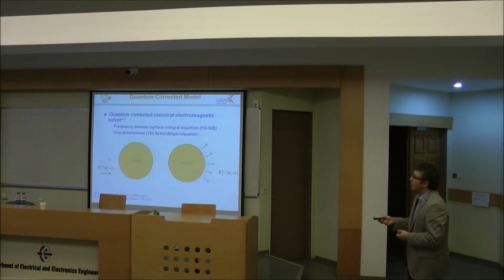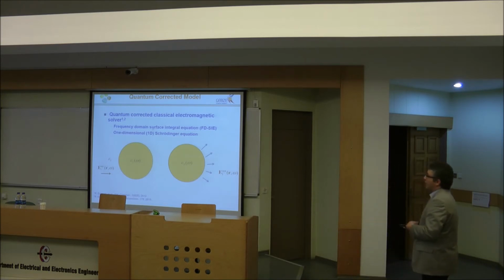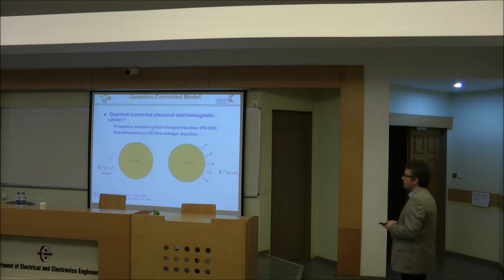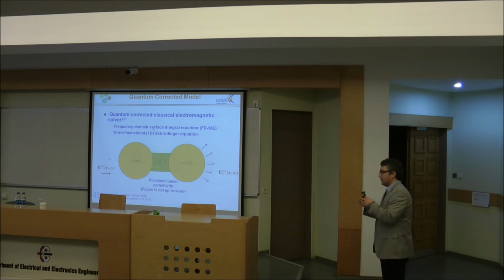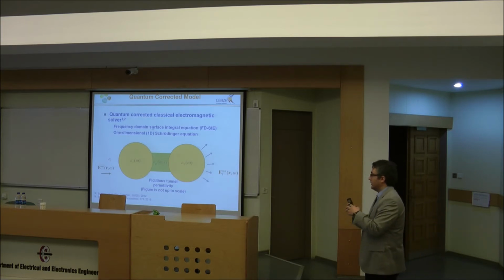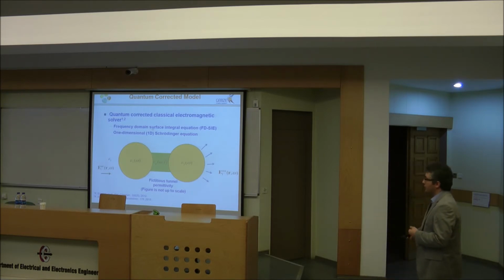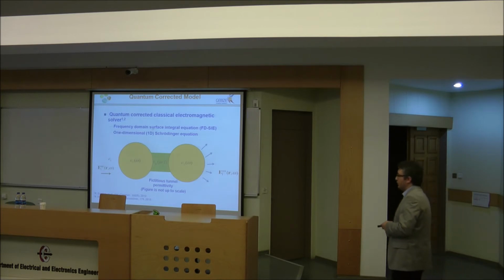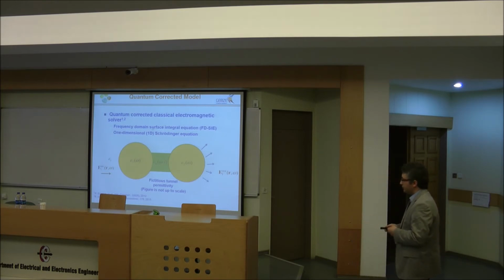So, there are researchers from EPFL, Esteban and co-authors, who suggest using a fictitious auxiliary tunnel located in the gap, between these two structures. The gap is replaced by the auxiliary tunnel. They solve the problem in the frequency domain, using a frequency domain surface integral approach, and they determine the electrical properties of this tunnel by a one-dimensional solution of the Schrödinger equation.